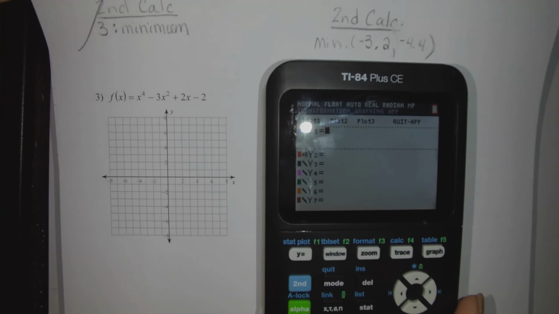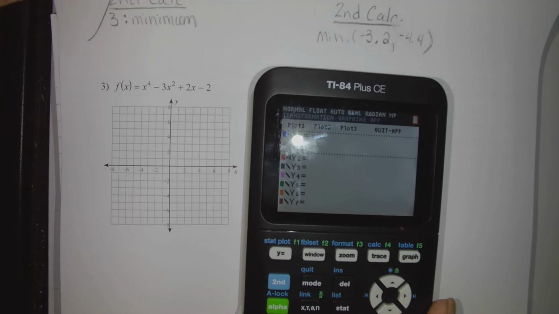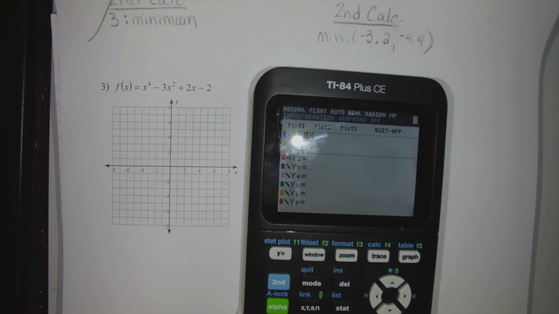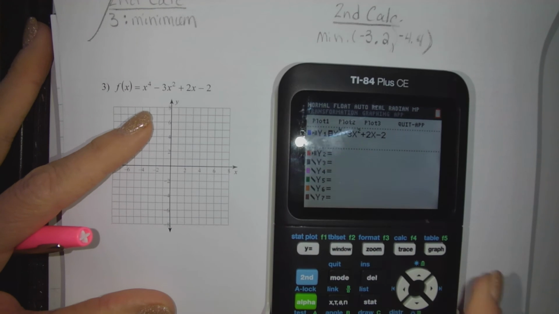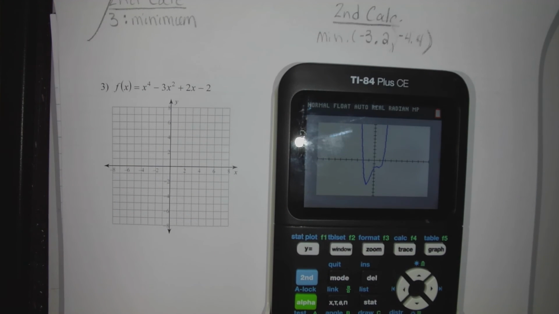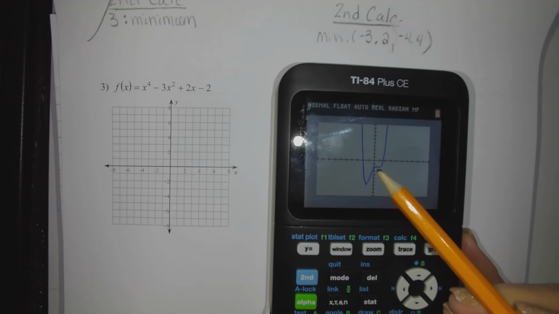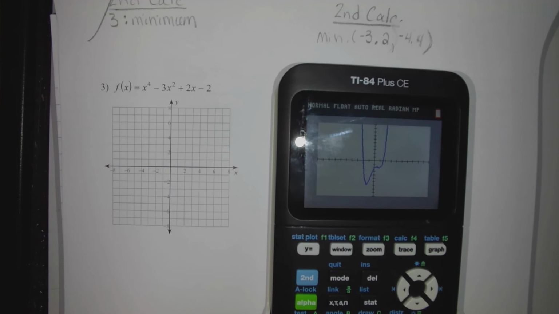Go to Y equals. Allison, make sure you keep up. This is a degree of 4. So we have X to the 4th minus 3x squared plus 2x minus 2. Clear? So you go to graph. So degree of 4, our relative min is here. Our relative max is kind of somewhere in the middle there, okay? Does everybody understand the min and max?